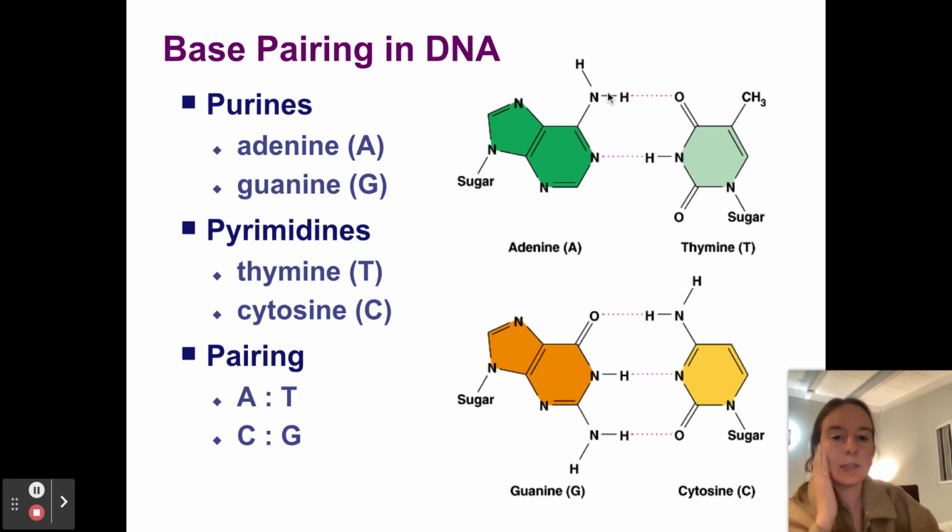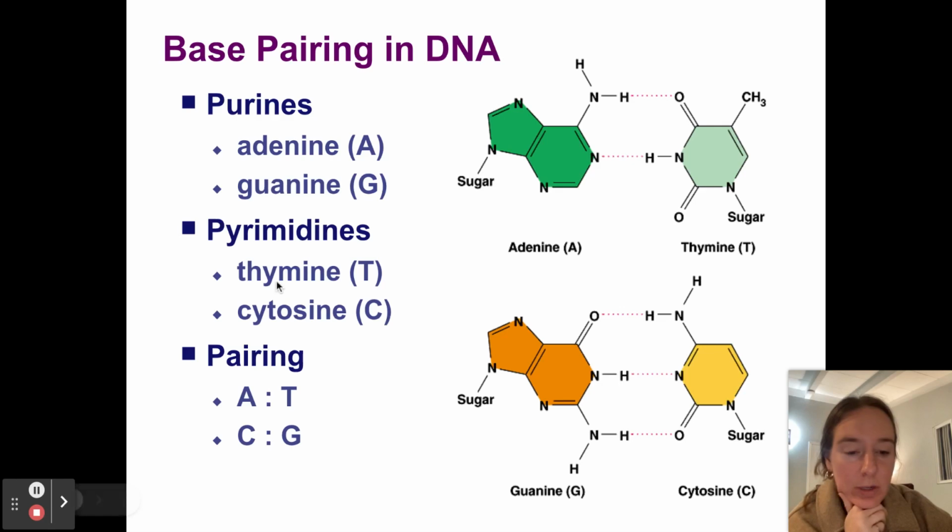And again, here you can see our hydrogen bonds. Remember, hydrogen bonds come from an electronegative atom like oxygen, kind of interacting with this hydrogen here. It's a weak bond. They're not fully covalently connected, but this is a weak bond here. And then we have our hydrogen bonds. So 2 bonds between A and T, 3 bonds between G and C. Okay, so make sure you know that.